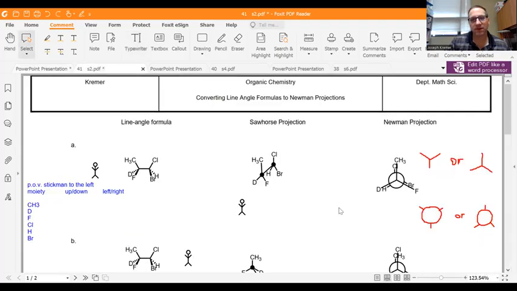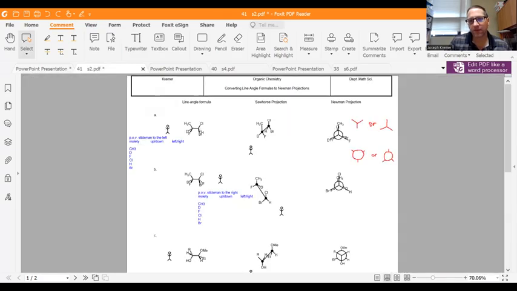Next leaf, or one of the leaves in the handout, tries to reconcile what we just talked about. Is it to the left or to the right? Is it to the bottom or the top? It brings a line angle formula through a sawhorse projection, which is the intermediate diagram, to what we want, the Newman projection.